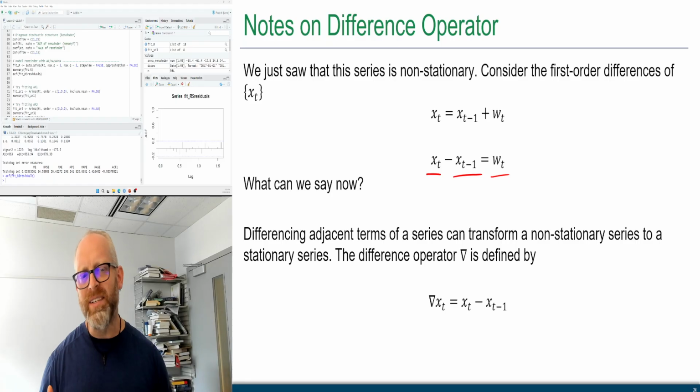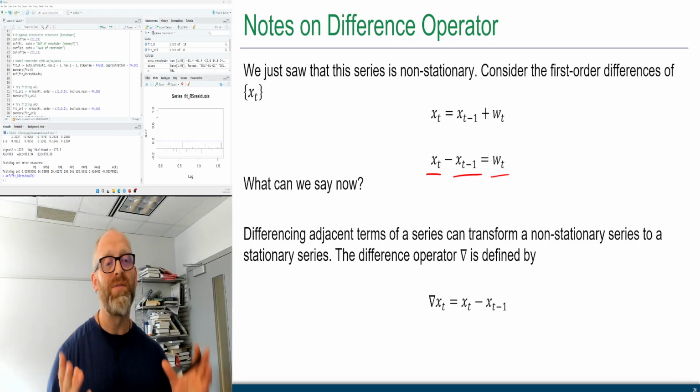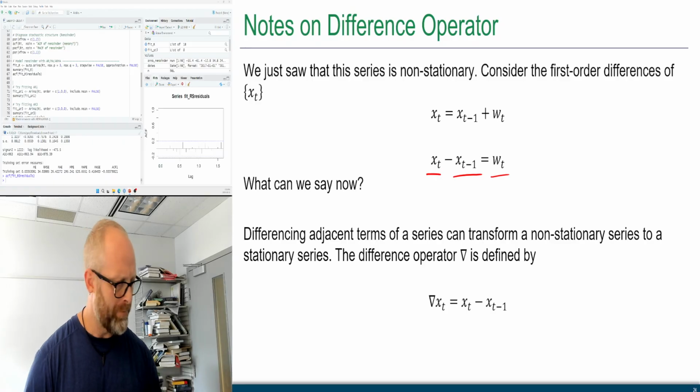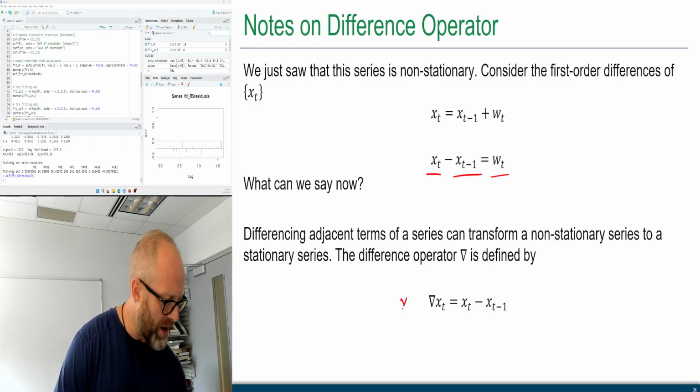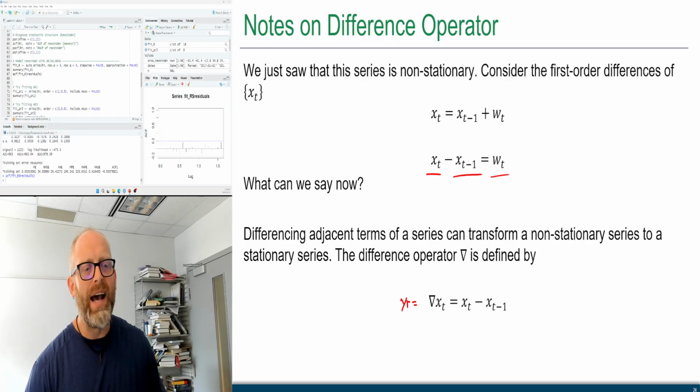So I can build a new time series just by differencing out consecutive time periods, and all I should have left is just white noise. So building this new time series, we'll call this y sub t. This will be equal to delta of t, which is just the difference between x at time t and t minus 1.